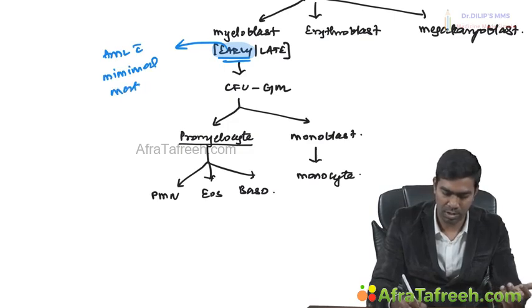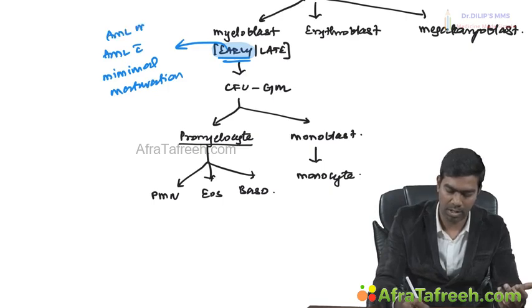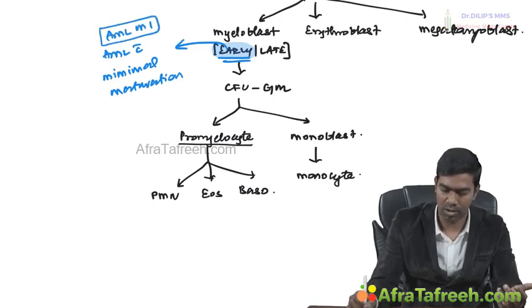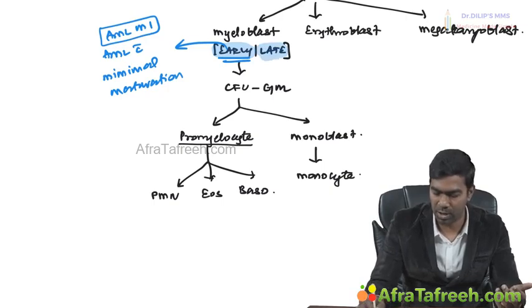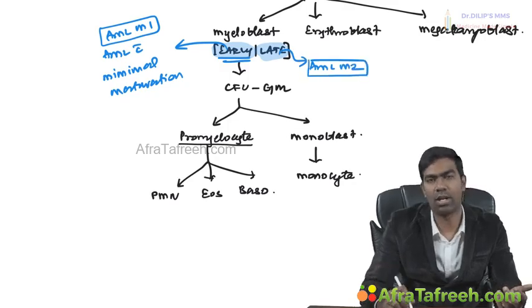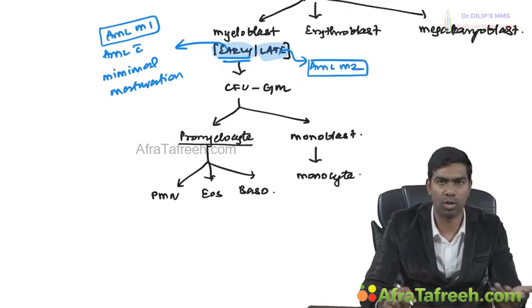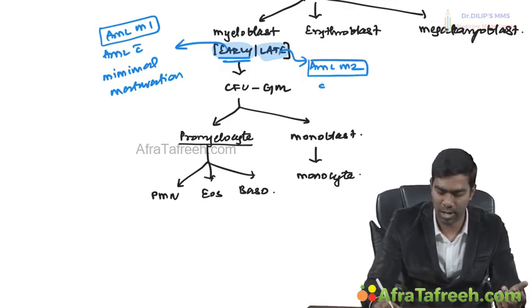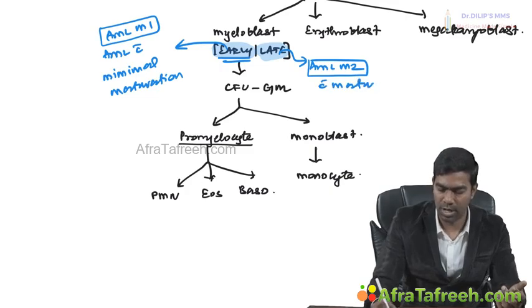Minimal maturation. That's what we are going to call AML M1. If it originates from the late myeloblast, we are going to call it AML M2, or we can just call it AML with good granulocytic maturation. So this is called AML M2.